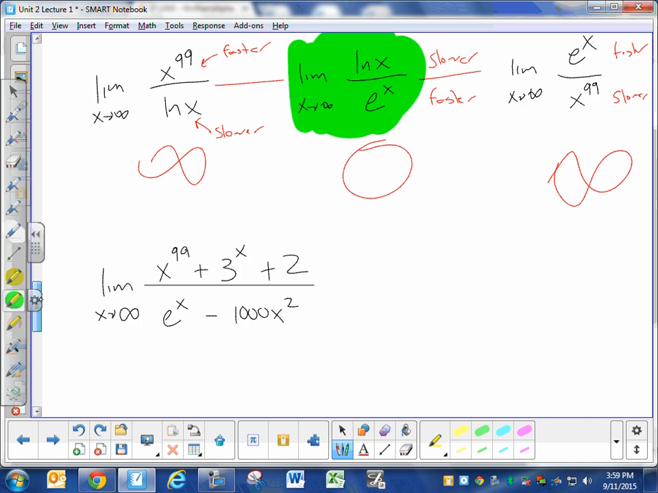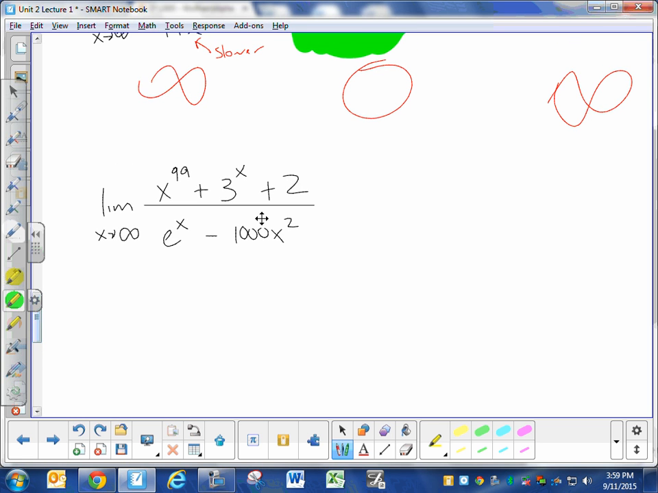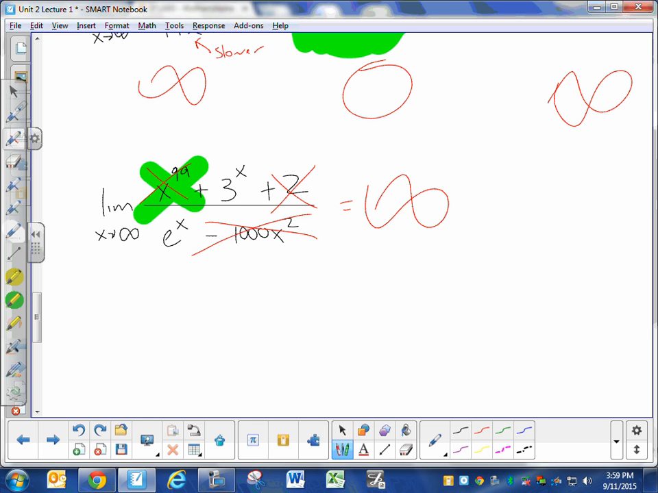But one thing we need to be careful about, and maybe before we do that, we'll do this one really quickly. So I have x to the 99th and 2 and 3 to the x. Actually, 3 to the x is going to win. I don't care about x to the 99th and 2. Here, e to the x and 1000x squared. Don't care about that. Which one grows faster? Well, 3 to the x. 3 is a bigger number than 2.718. This will grow faster. Since we're going faster in the numerator than the denominator, this is going to trend towards infinity. Okay? Good example problem.